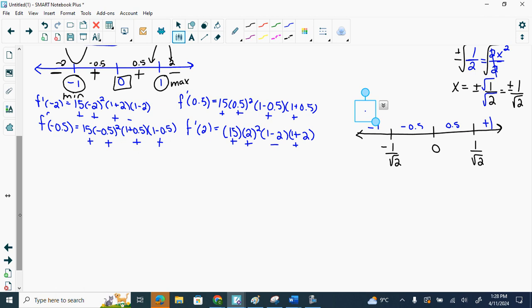It's a second derivative. So we're checking for concavity. That's the critical number. Zero.